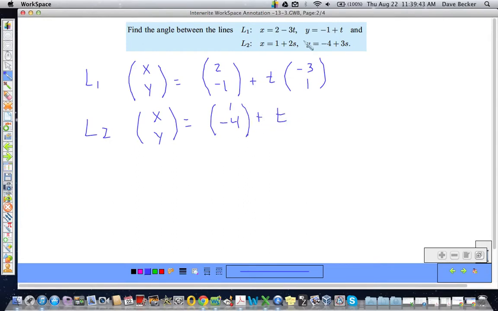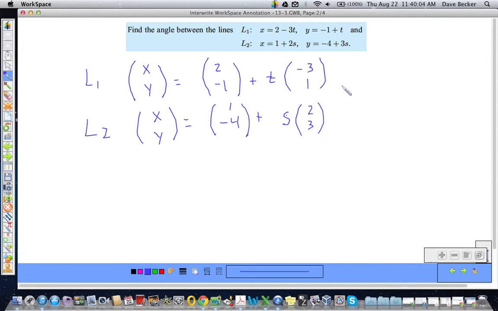I'm sorry, these are in parametric form, not Cartesian form. It's not t, so that's going to be s. Remember, you can't use the same variable for your parameter if you have two different vector equations here. So this is going to be s times 2, 3.